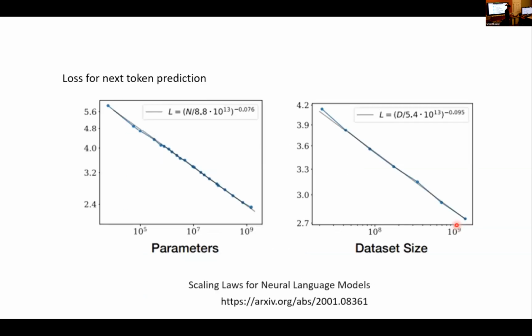This is a graph of the loss function for next token prediction. Notably, you can see that it decreases significantly as parameter size increases, and also as training data size increases. So we can pretty much say that the more parameters we have and the more data we can train it on, the better the generative models we can build.